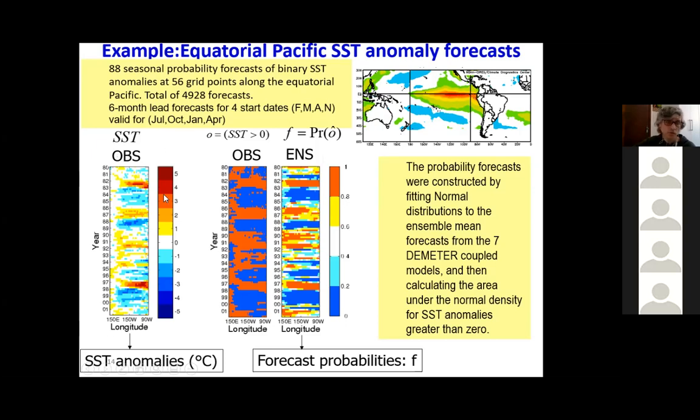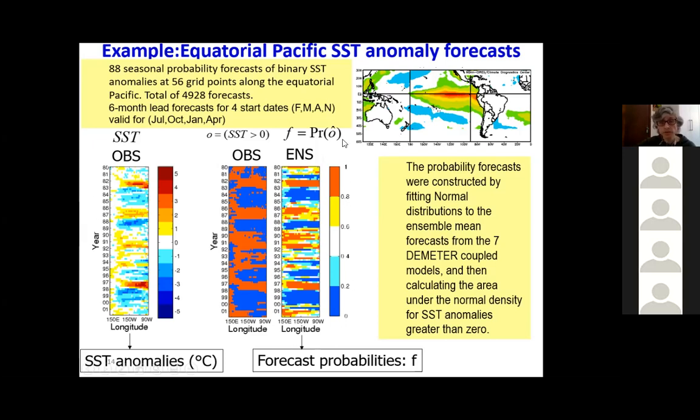So on the left here are the observed temperature anomalies from 1980 up to 2000, more or less. You have positive anomalies when you have El Niños and negative anomalies when you have La Niñas. In the middle here, we have the observed anomalies, the same as the first plot, but now divided so that when a positive anomaly was observed it is painted in red, and when a negative anomaly was observed it is painted in blue. Just binary information, the binary image of the first plot on the left.